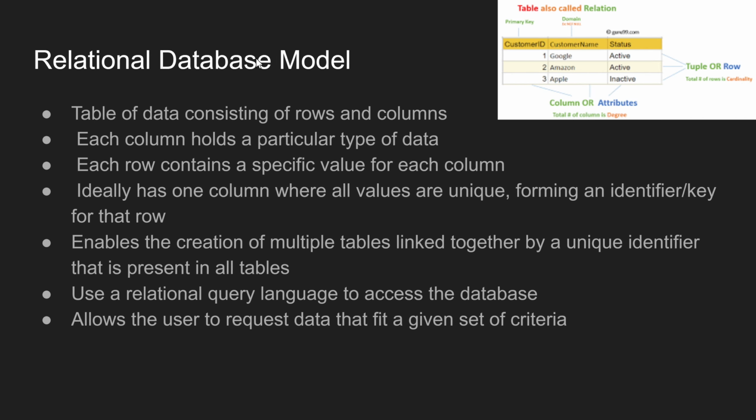Relational database model. Table of data consisting of rows and columns. Each column holds a particular type of data. Each row contains a specific value for each column. Ideally has one column where all the values are unique, forming an identifier key for that row. Enables the creation of multiple tables linked together by a unique identifier that is present in all tables.